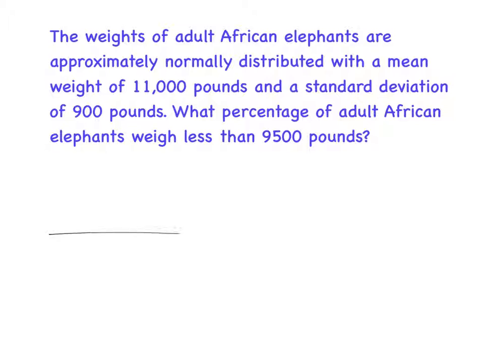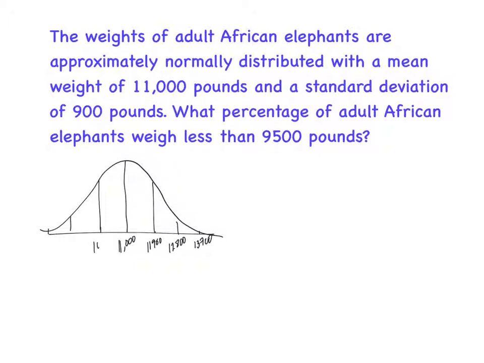Start by making our normal model. We have our mean in the middle of 11,000 pounds. My writing is not great because I'm having a case of tendinitis, so you'll have to forgive me. And then we add 900 each time to go up, and subtract 900 each time to go down. Whoops.